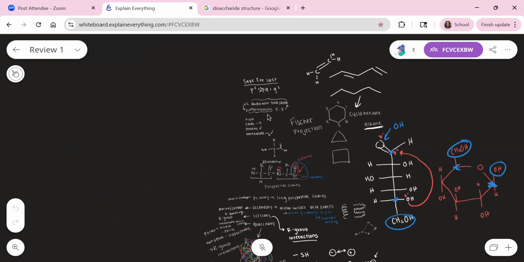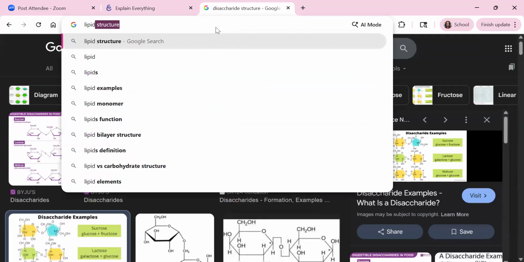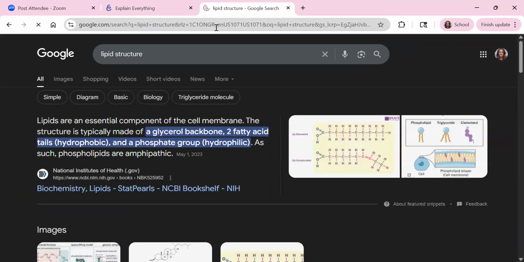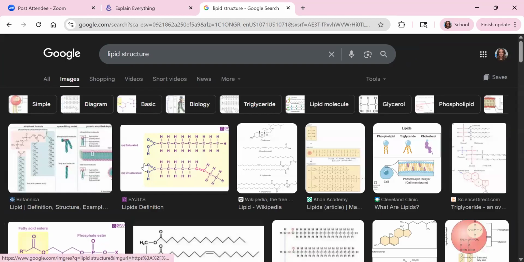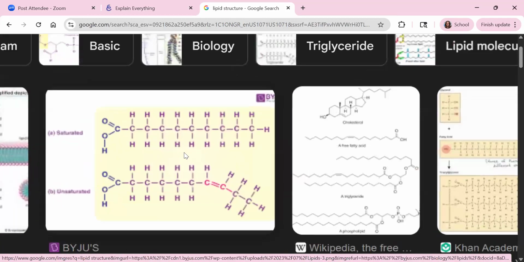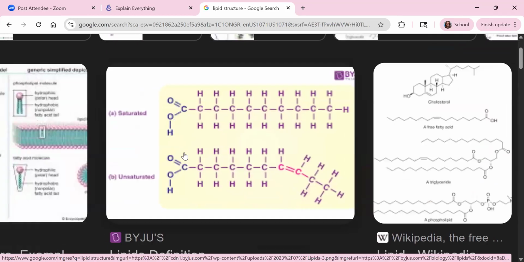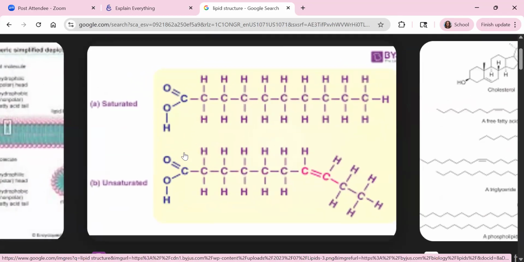Okay. So let's go to a lipid structure. You guys went over triglycerides, right? A little bit. Maybe a little bit. I've heard the word. So remember how I was talking about alkanes and alkenes?